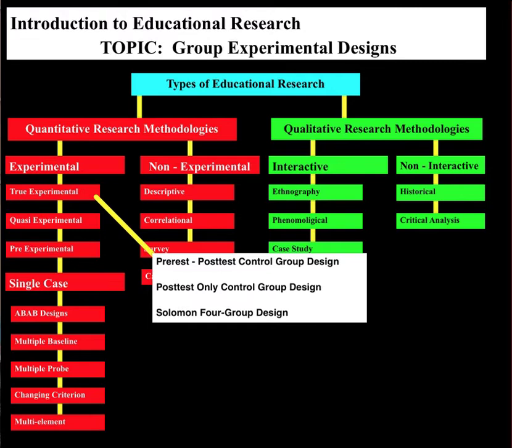Another characteristic of true experimental designs is the manipulation of the treatment or the independent variable by the researcher. In other words, the researcher or researchers decide who gets the treatment or intervention and who is in the control group. And finally, these designs are loved by those who wear the formal researcher's hat. So we'll take a look at some true experimental designs.